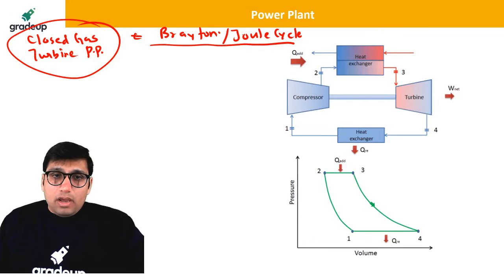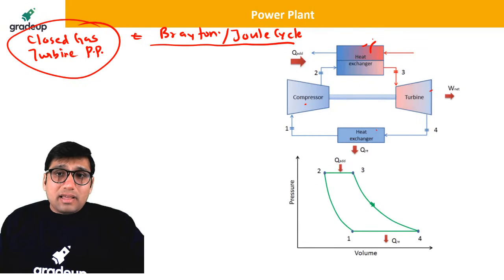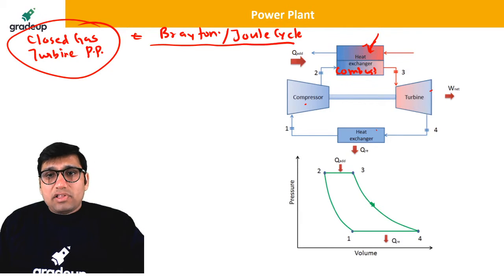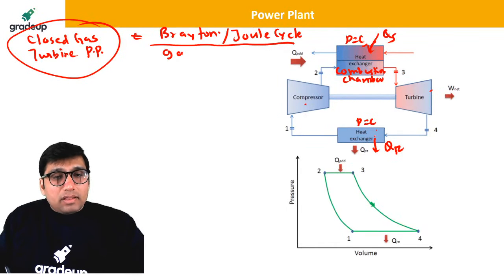In the Brayton cycle, we have these components: compressor, heat exchanger, turbine, and another heat exchanger. This first heat exchanger is a combustion chamber in which heat is added at constant pressure. The other is a heat exchanger where heat is rejected at constant pressure. The working fluid will be gas, or ideal gas, in the Brayton cycle.